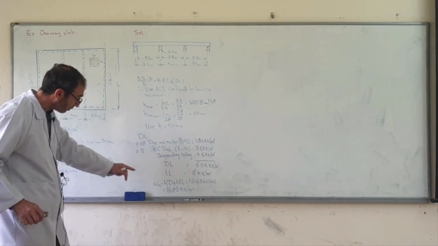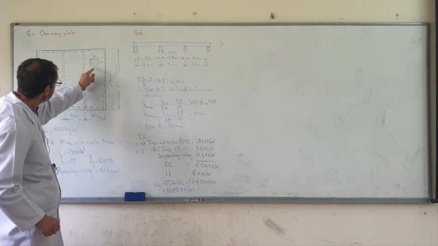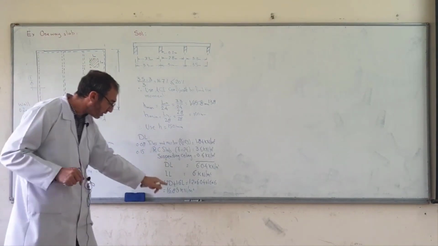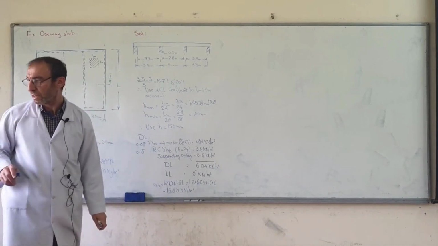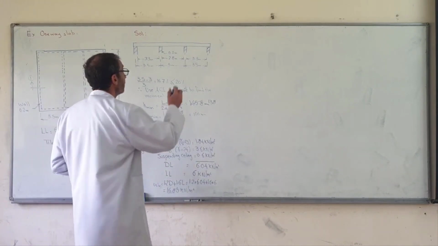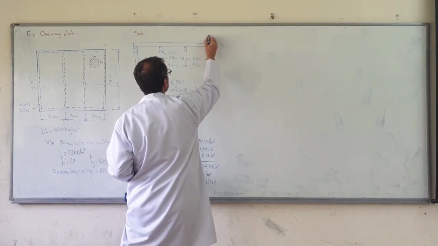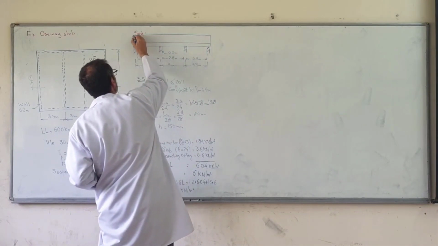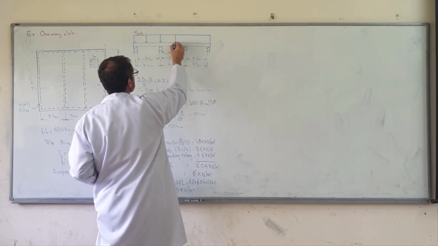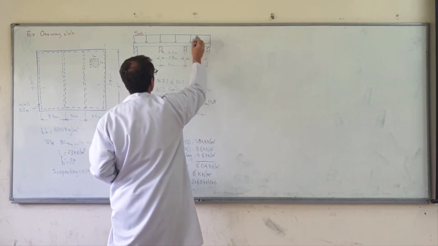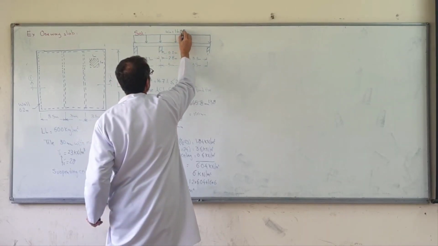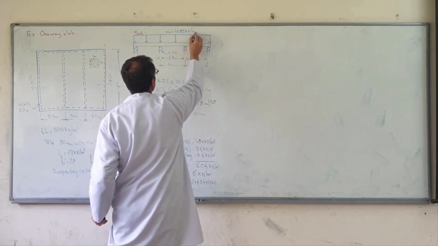The factor load over each meter square, one meter by one meter of the slab, is 16.8 kilo Newton per meter square. This slab is subjected to loads. The ultimate load W is equal to 16.85 kilo Newton per meter square.